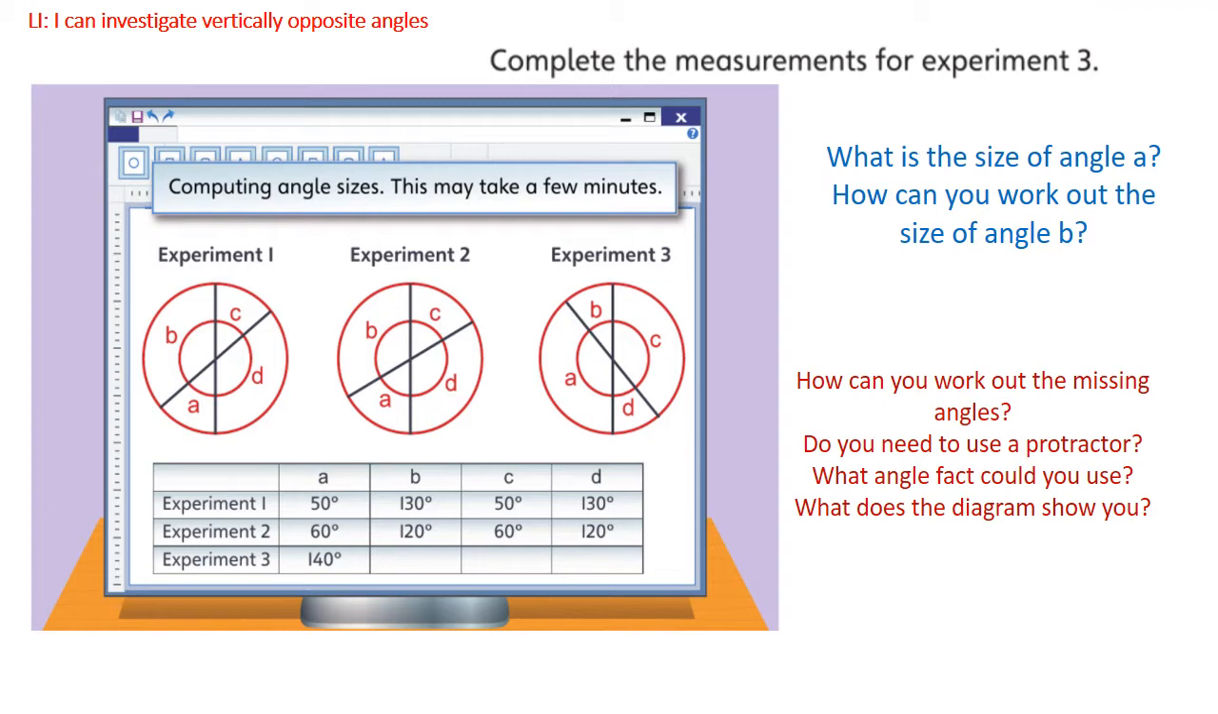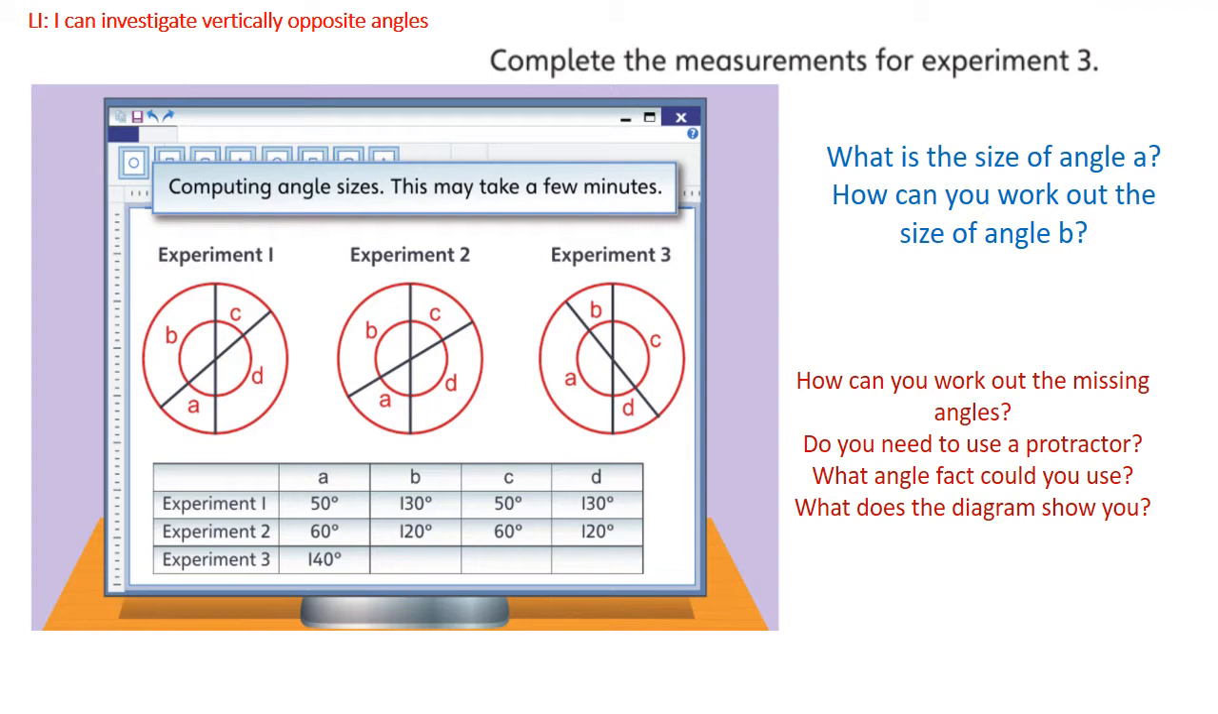That then leads us on to being able to find angle C, because again, if you look at that picture, B and C are on a straight line again, and angles on a straight line add up to 180 degrees. So if we've just worked out that B is 130 degrees, then C must be 50 degrees. 180 minus 130 equals 50.